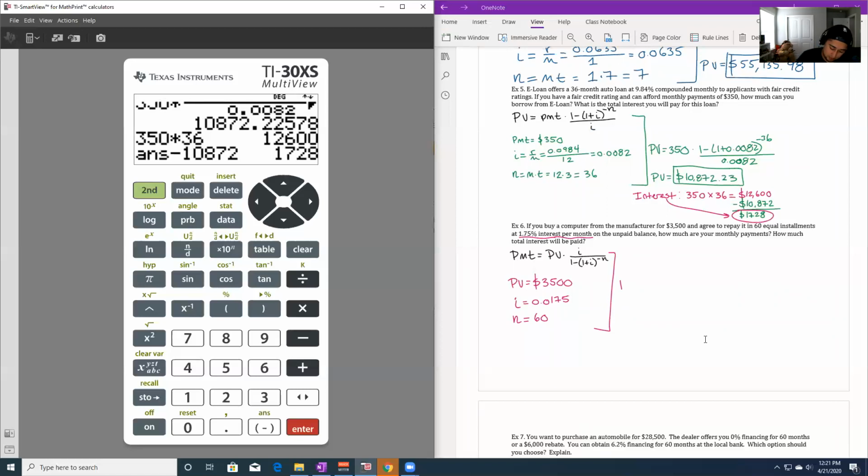So payment is equal to 3,500 times I, which is 0.0175, over 1 minus 1 plus 0.0175 raised to the negative 60.